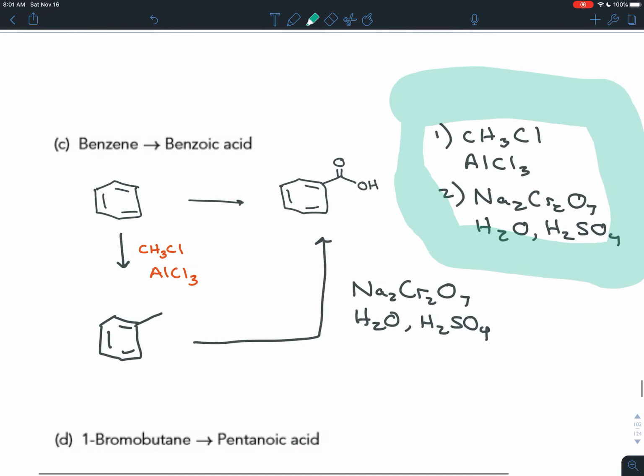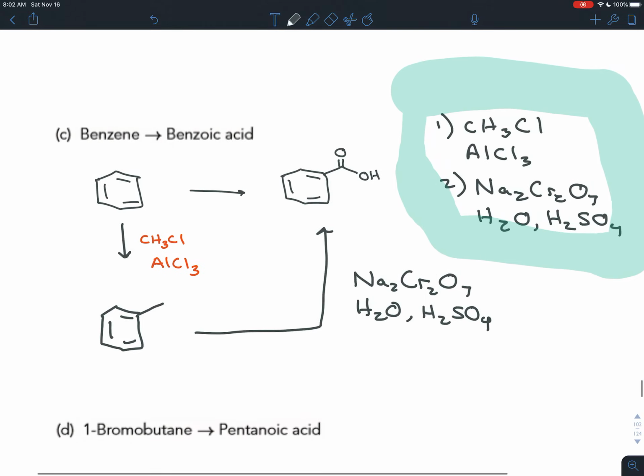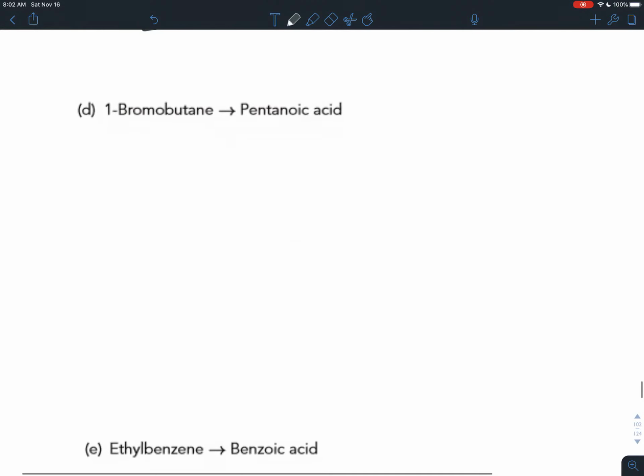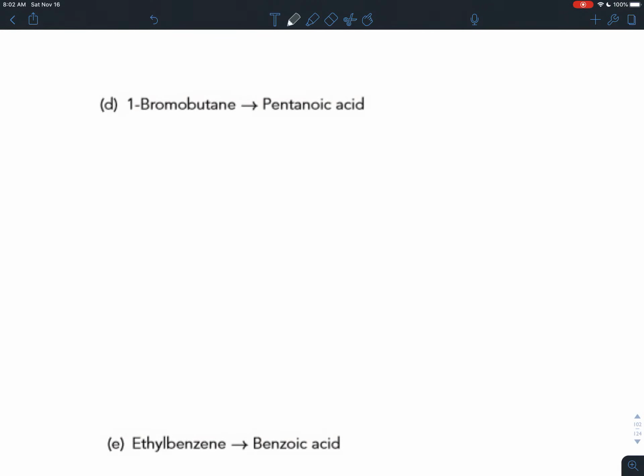And that beautiful recipe would make that transformation happen. You could turn the vapors of gasoline into benzoic acid, which is sometimes used as a preservative in foods. All right, 1-bromobutane, we want to turn that into pentanoic acid.